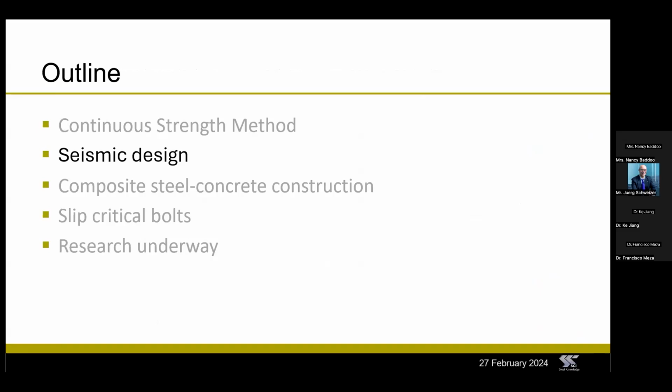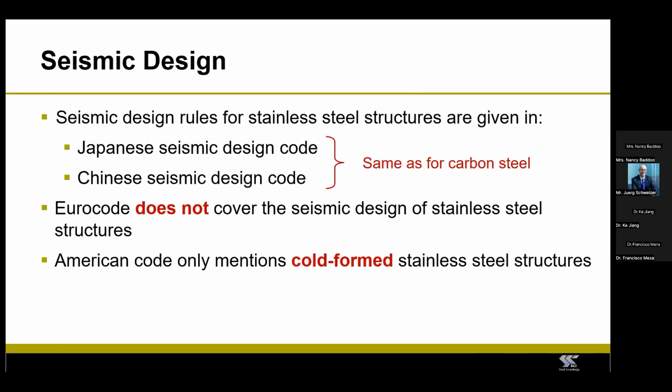Okay, well, now I'm going to tell you about the situation with the seismic design rules for stainless steel structures. At the moment, the seismic design of stainless steel structures is only covered by the Japanese and the Chinese standards. In these design codes, the rules for stainless steel structures are essentially the same as the ones that are given for carbon steel.